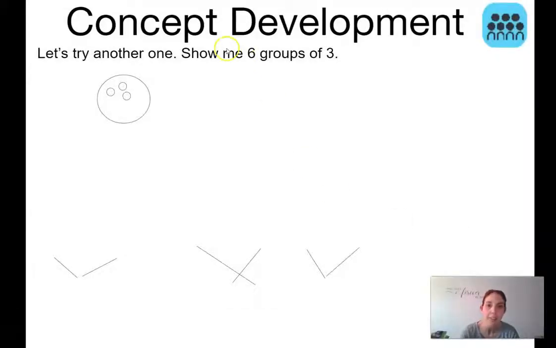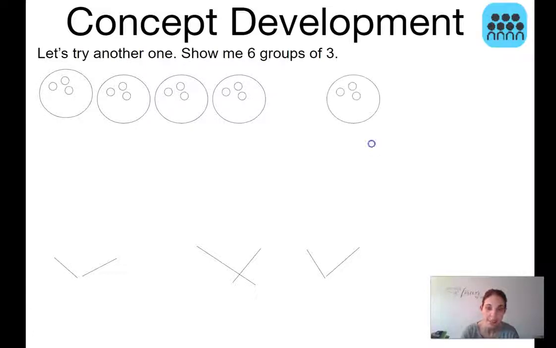Okay, now we have 6 groups of 3. So if you would like to do this one on your whiteboard, go ahead and make six groups and three in each group. So we have one group, two groups of three, three groups of three, four groups of three, five groups of three, six groups of three. One, two, three, four, five, six.